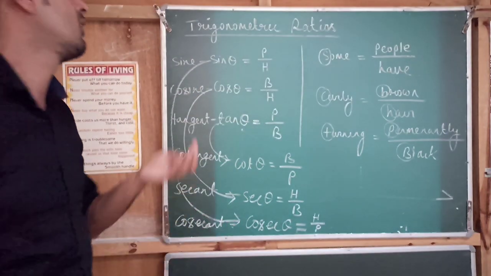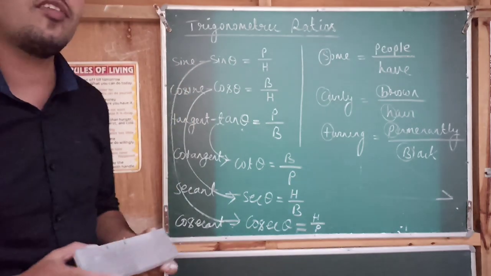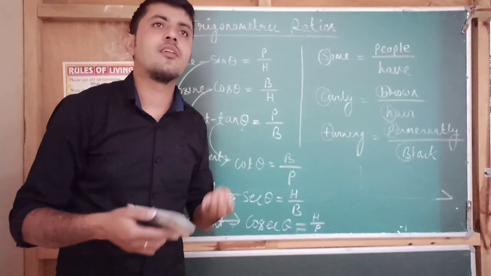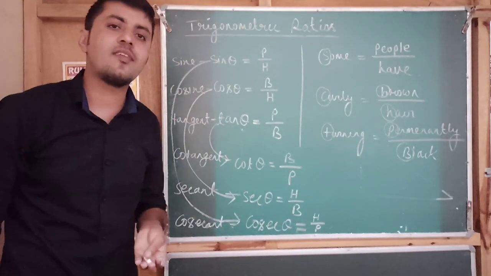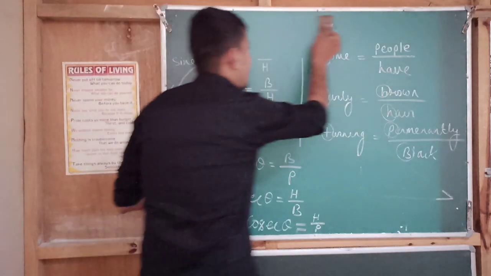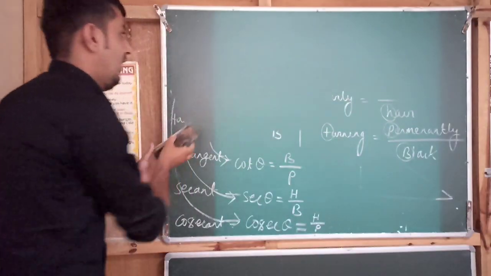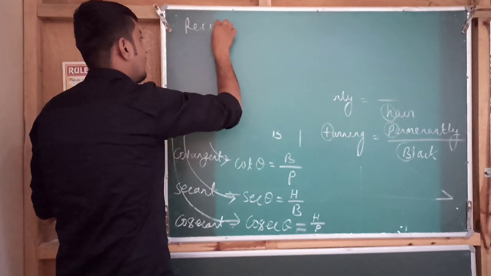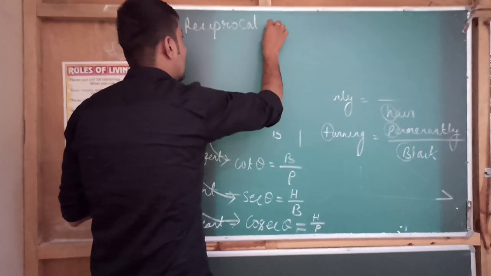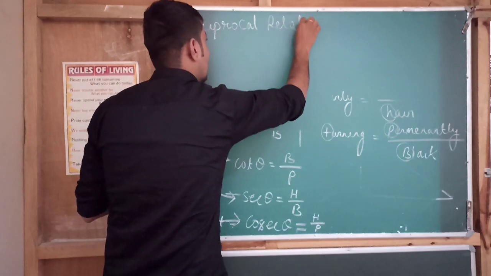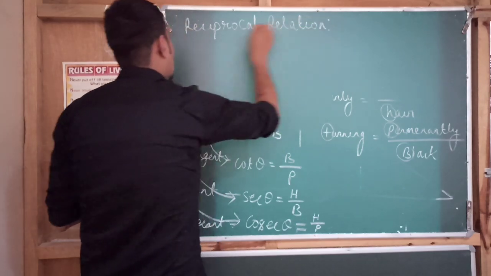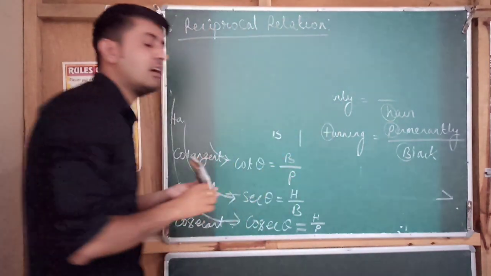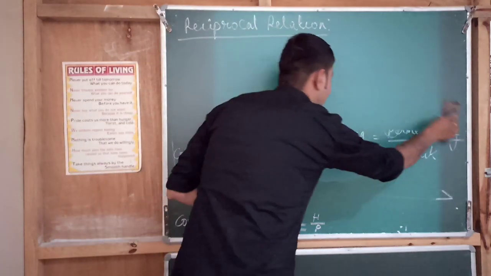Let me go to the next formula, that is called your reciprocal relation. There are 6 reciprocal relations. So let me just note it down, and I'll explain the reciprocal relations there only. How many reciprocal relations are there? 6.